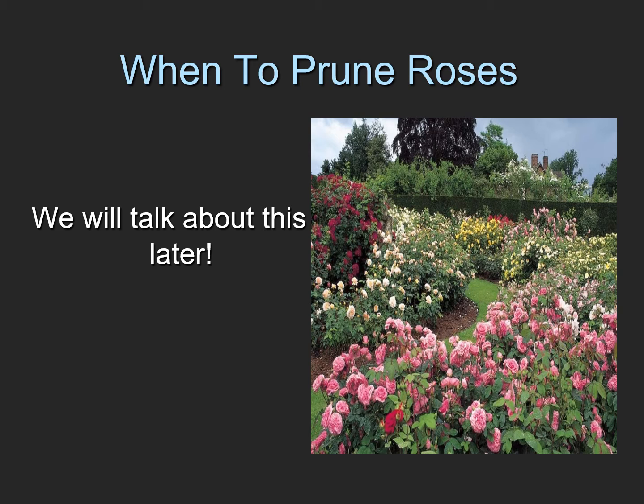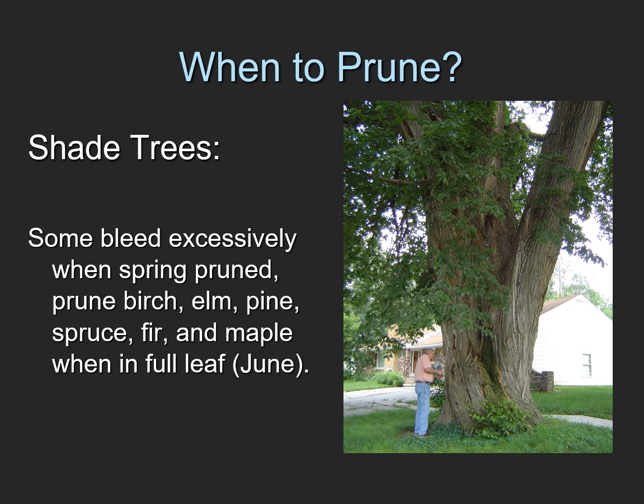And then we come to our roses, and we'll talk about these a little bit later because they have specific pruning times and requirements based on the type of roses that you're actually growing. And our shade trees, some of these actually can bleed excessively when spring pruned. It generally doesn't hurt the trees, but if you're worried about that, you may want to prune them a little later. Some of the ones that will bleed quite a bit are the birch, the elm, the pines, spruce, fir, and maples. If you've had some of those, you may want to wait and prune those when they're in full leaf, and that's sometime around the 1st of June.